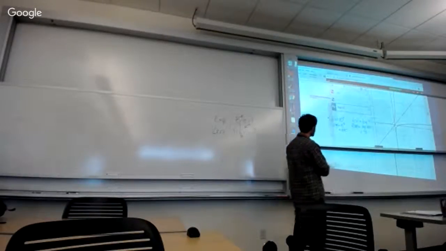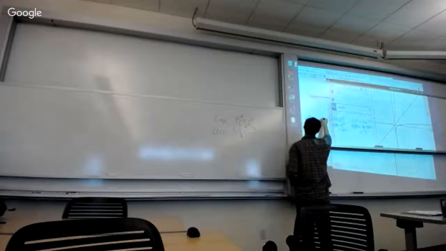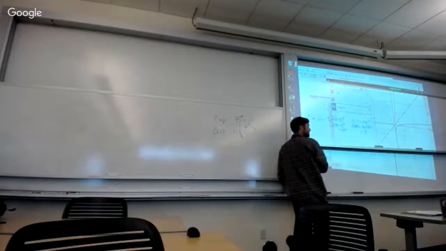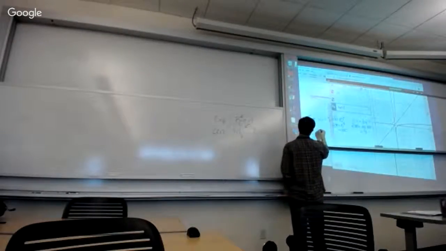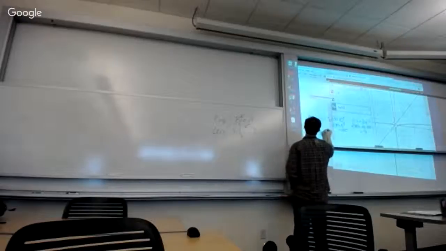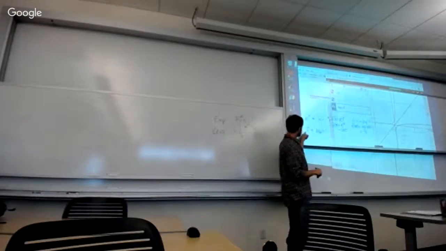So 10 to the x and log x are inverses. Likewise, e to the x and natural log of x are also inverses. And in general, 2 to the x and log base 2 of x are also inverses. So whatever you make the base of the exponent, make it the base of the log, and those are going to be inverse functions.